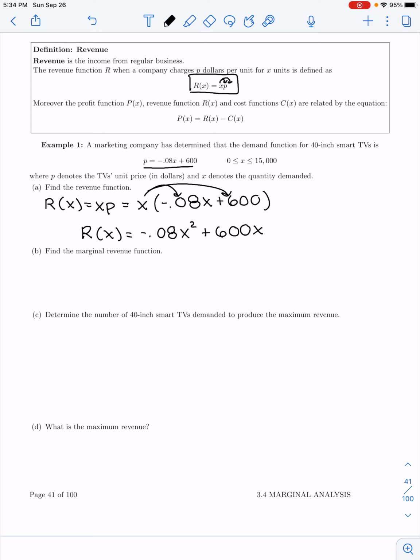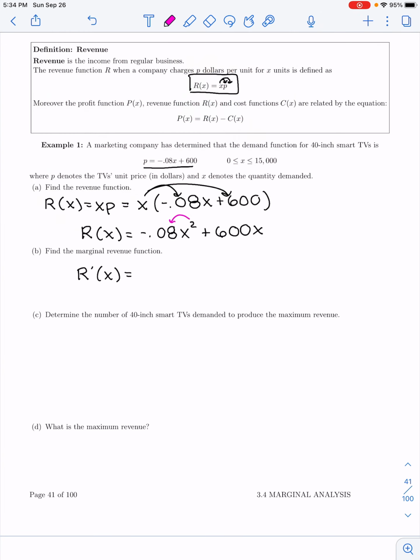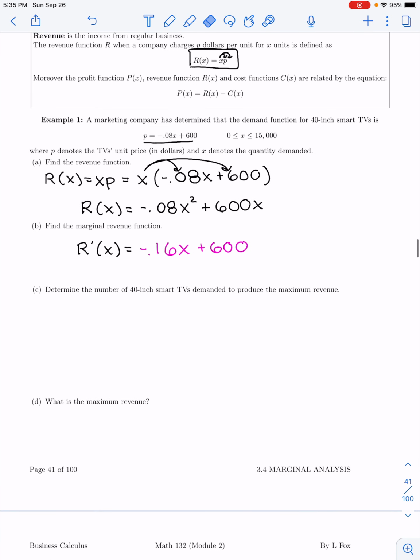Next piece it asks for is marginal revenue. This isn't a formula that we've gone explicitly over yet, but we know marginal means take the derivative. So all I'm going to do is take the derivative of my revenue function, and that will tell me marginal revenue. So we want to remember that first we would bring down our power. So we're going to multiply here. Be careful, don't square that. It's negative 0.08 times 2, which is going to be negative 0.16x to the first. And then the derivative of 600x is 600. So we took the derivative of revenue to find marginal revenue.